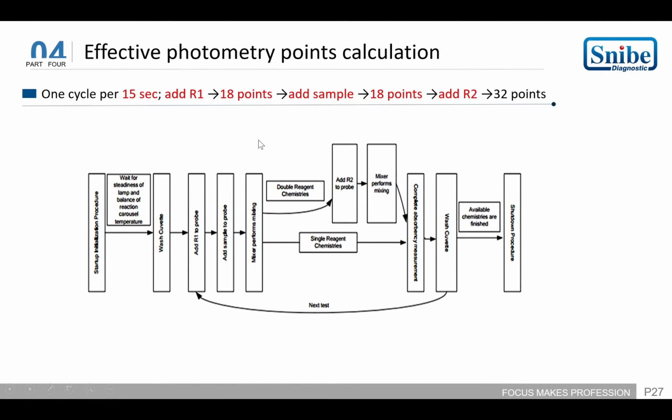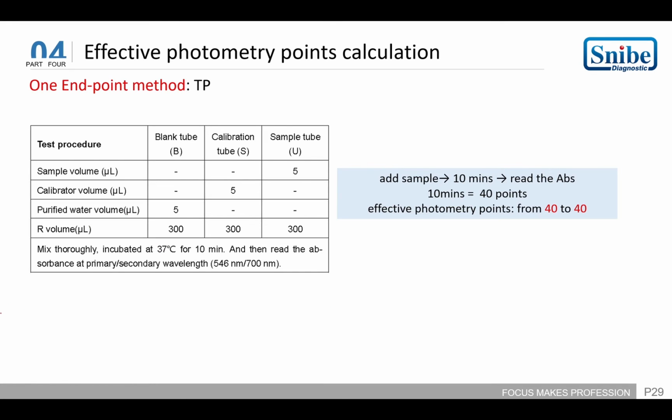And this one is about the effective photometry points calculation. In our biochemistry 214 and biochemistry 214 plus, one cycle needs 15 seconds, and the procedure is to add reagent 1 and wait about 18 points, and then we add the sample, also waiting about 18 points, then add reagent 2 to begin the reaction. So this is the procedure. We will calculate the points according to the different measure methods.